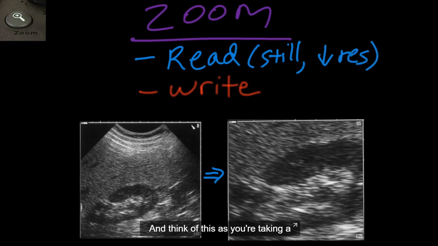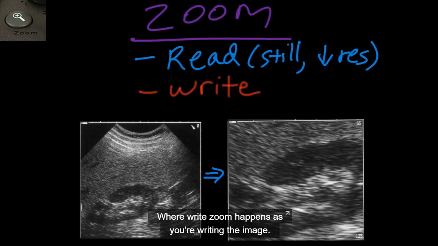And think of this as you're taking a 3x5 photograph, you're putting it on a copier, and you're magnifying it and blowing it up to turn it into a poster. Because the original resolution of that 3x5 photo stays the same, but you're enlarging the area, you're actually then decreasing the resolution of that photo.